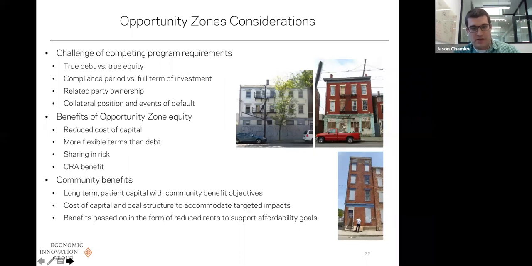So these are just some considerations. And to be honest, I think the previous presentation hit a lot of these, but there were a lot of challenges, many of which we didn't necessarily see or know until we got into them. It's really driven by the different program requirements. New markets needs to be true debt, opportunity zone needs to be true equity. So we were trying to find that balance.